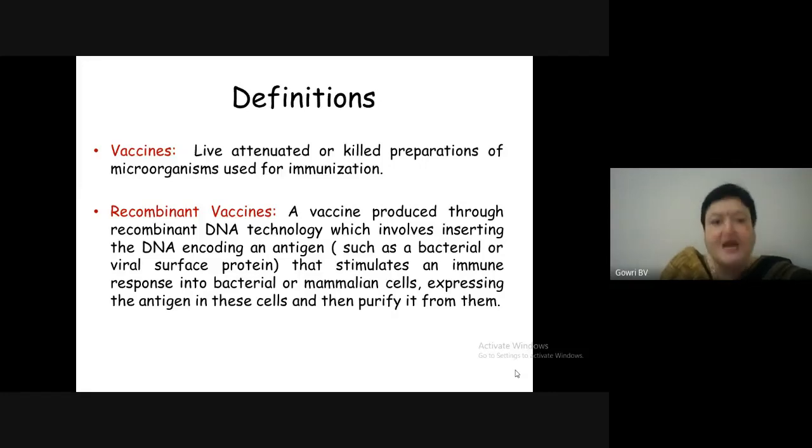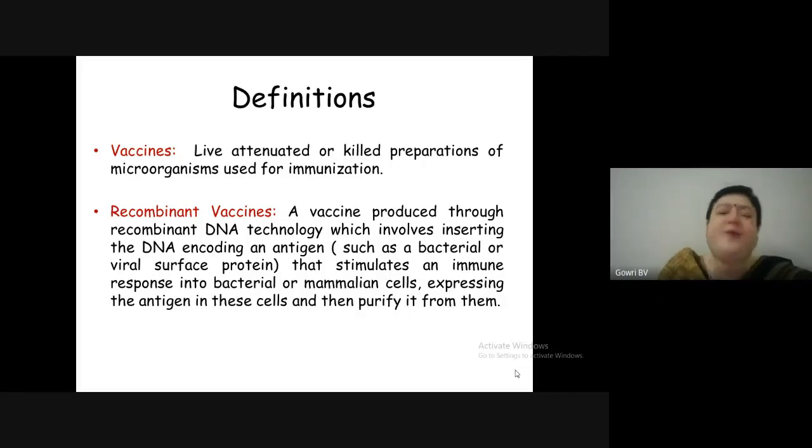I repeat, recombinant vaccines: a vaccine produced through recombinant DNA technology, which involves inserting the DNA encoding an antigen, such as a bacterial or viral surface protein that stimulates an immune response, into bacterial or mammalian cells, expressing the antigen in these cells and then purifying it from them.